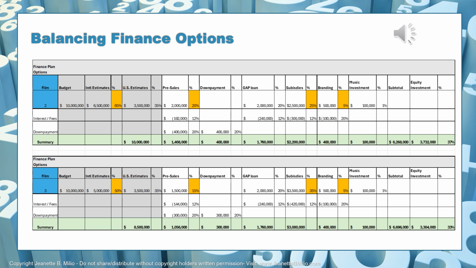The other option I'm looking at here for film number 3, now we have the sales agent basically telling us the film can only recoup 5% from international and still 35% from the US. So now we're making $8.5 million on a film that is $10 million. So on the surface of it, this would be a loss. Additionally, the pre-sales are coming in very low at 15%. So what do we do?